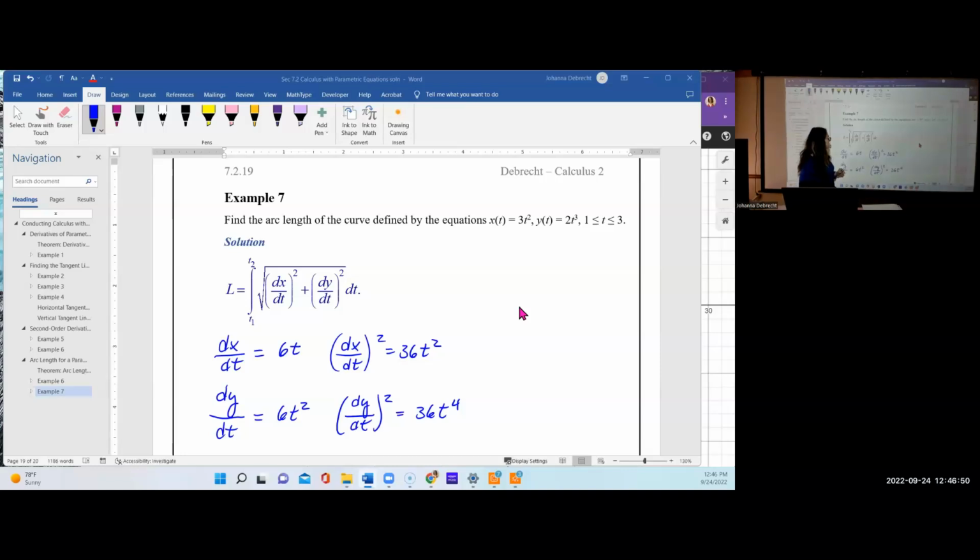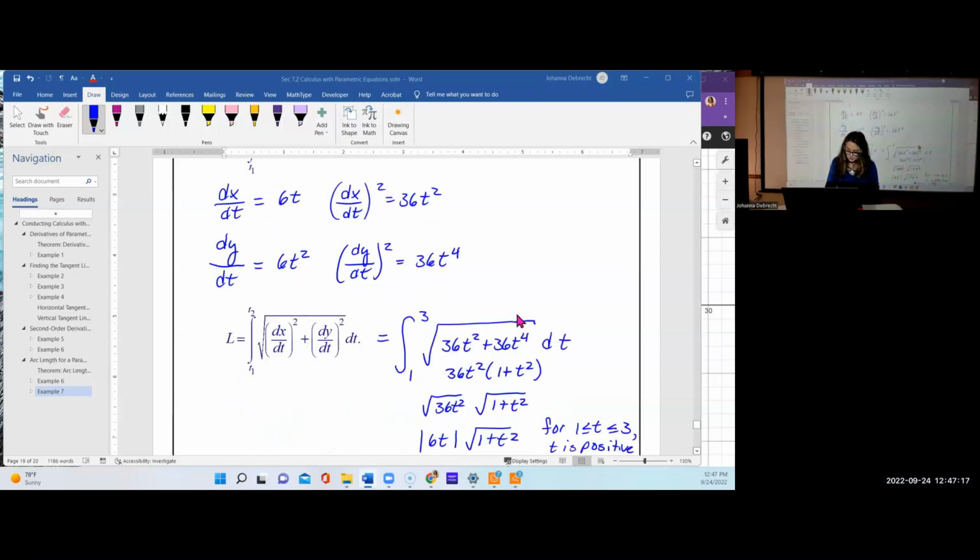So the first thing we do is find dx/dt, which is 6t, and then we find (dx/dt) squared, which would be 36t squared. dy/dt is 6t squared. Squaring that, we get 36t to the fourth. Notice that t is going between 1 and 3, so those will become the limits of integration. And then we're going to add these two values together and put them under the radical. And that will give us the arc length from t equal 1 to t equal 3.